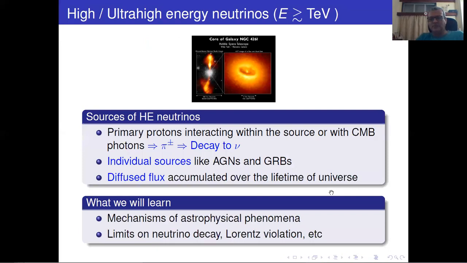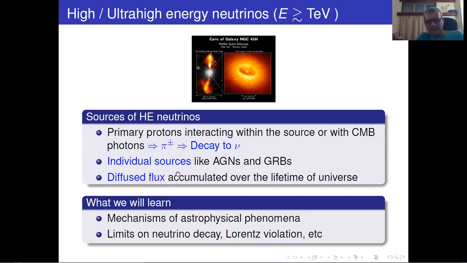And the sources that we will be able to see from here are, for example, active galactic nuclei, gamma ray bursts. Whichever source produces charged pions will be able to give us neutrinos because charged pions always decay. You may be able to measure individual sources, or you may be able to measure diffuse flux, which is accumulated over the lifetime of the universe. So it depends on what your detector can do.